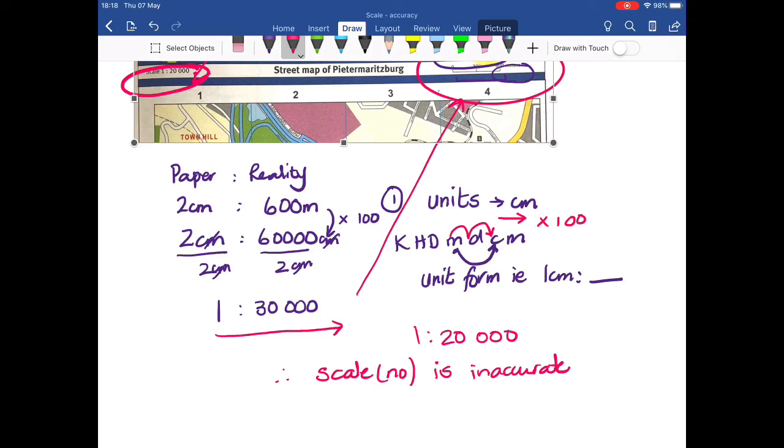I would like you now to go and do the exercise based on this, which is exercise 5 on page 147. Page 147, exercise 5. You will always get a scale question like this in matric.